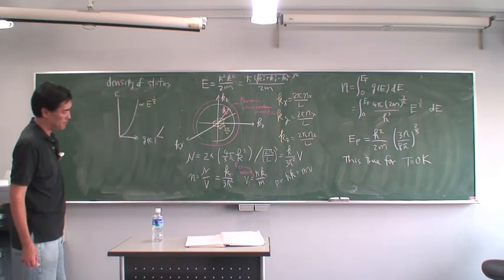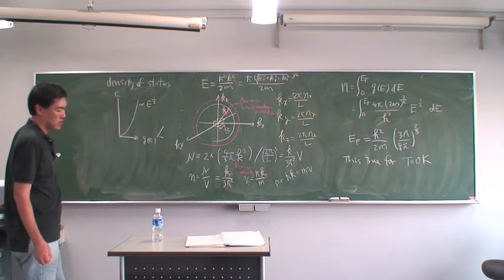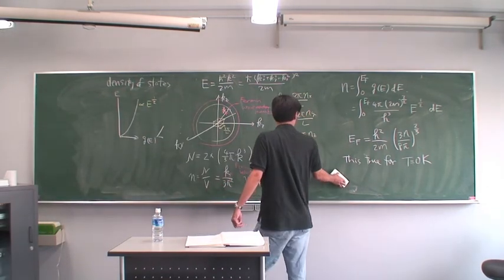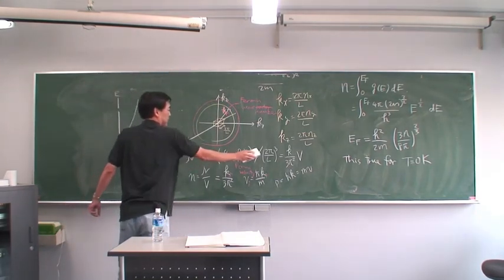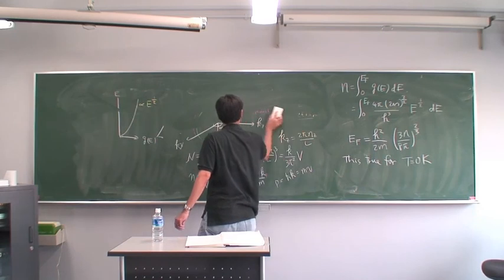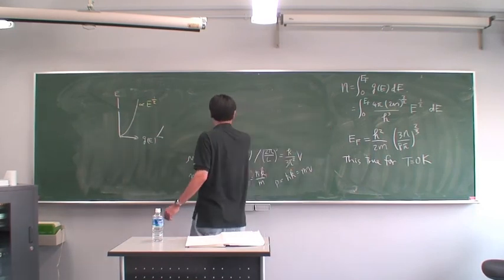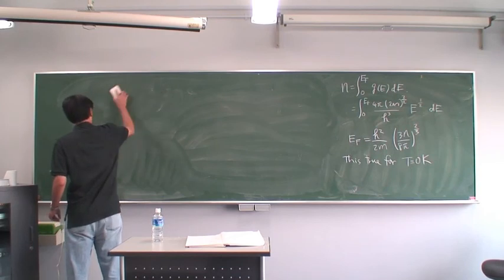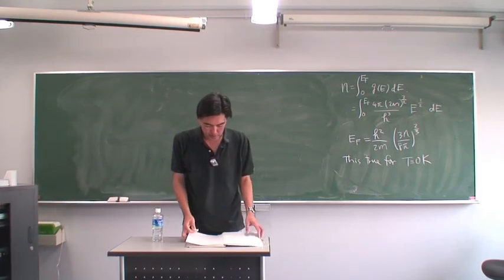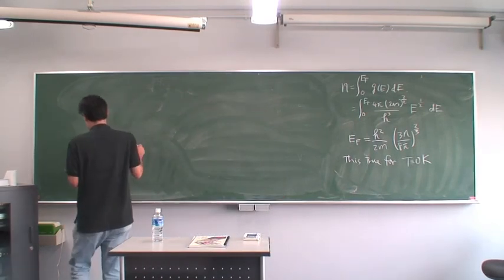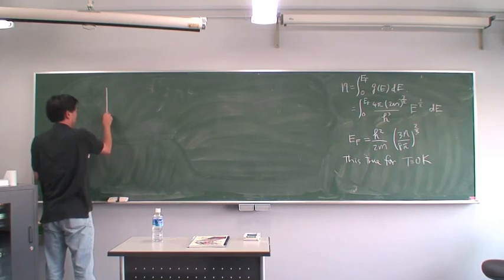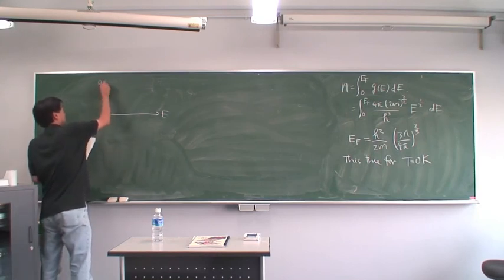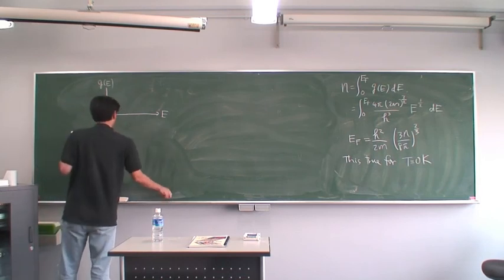And then let me just give you the importance of what we have done here. Now I'm going to draw. Why am I saying T equals 0? I set T equals 0 because of the following. I'm going to draw here: energy on the horizontal axis, and g(E), density of states, on the vertical axis. It goes like this.